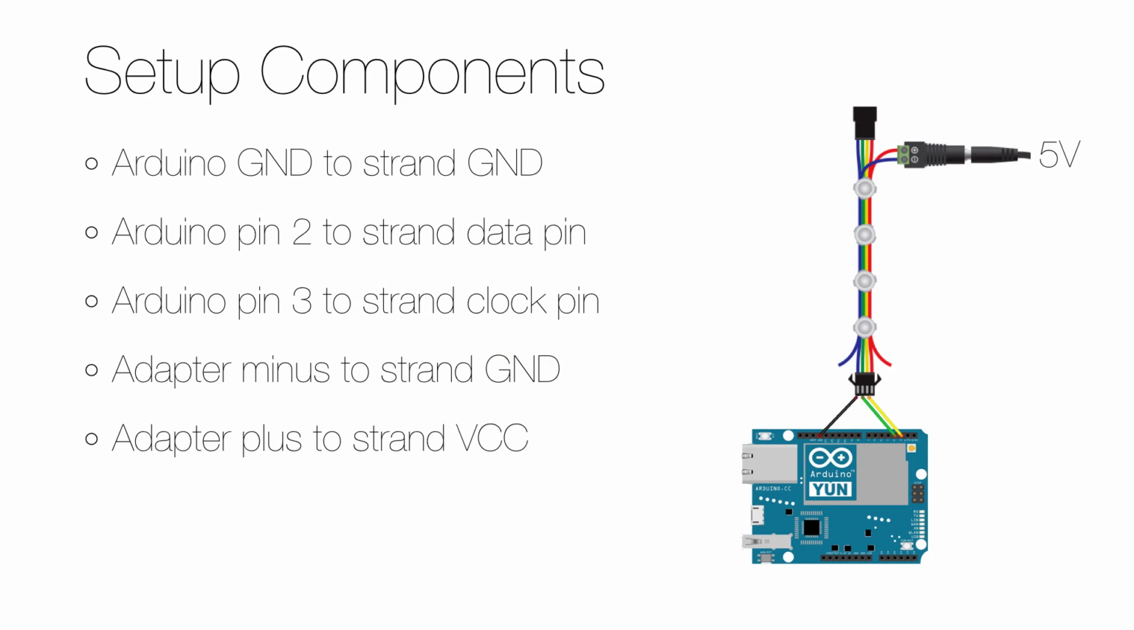To set up the hardware, you start by disconnecting everything from its power source, and then connect the Arduino ground to the strand's ground, the Arduino pin 2 to the strand's data pin, which is usually yellow or white, the Arduino pin 3 to the strand's clock pin, which is usually green, the power adapter minus to the strand's ground, and the power adapter plus to the strand's VCC. The last two you connect via the female connector. And I put a link in the description to an excellent page by Adafruit with more details on how to connect the strand.